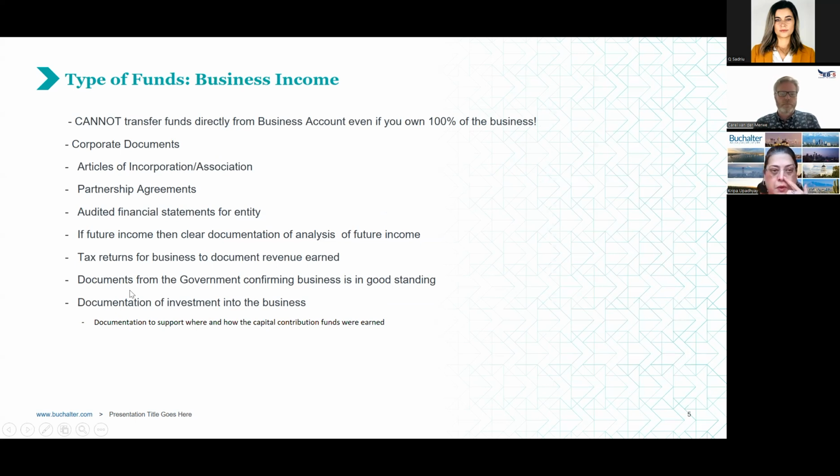Business income, the one thing I want to highlight here again is the very first point. You cannot transfer funds directly from a business account, even if you own 100% of it. I find myself having this conversation with clients a lot. They don't understand if they own 100% of the business, why can't I just write a check out from the business account? Because the business account, according to USCIS, is not a personal account, right? So even if you own 100% of the business, you can take funds from the business account, either as income or as a distribution or a profit that you are legitimately allowed to take.